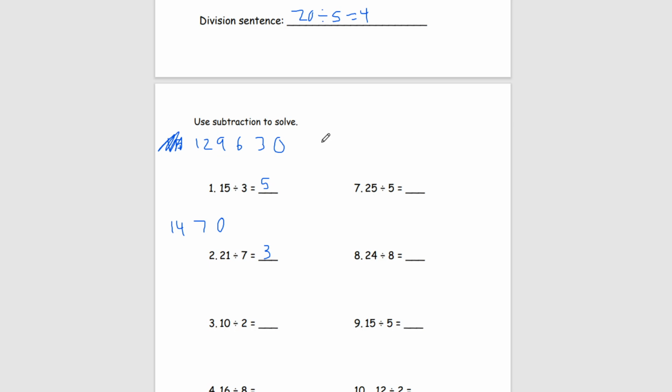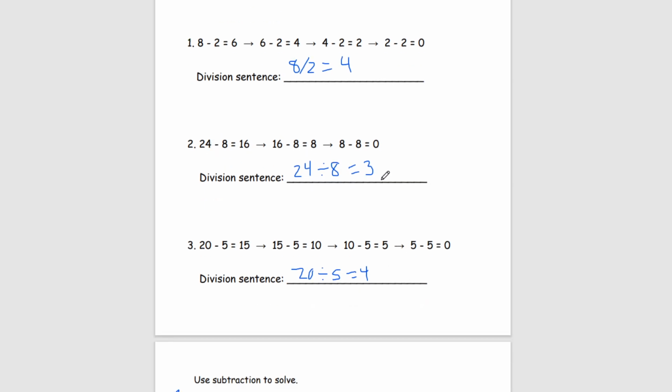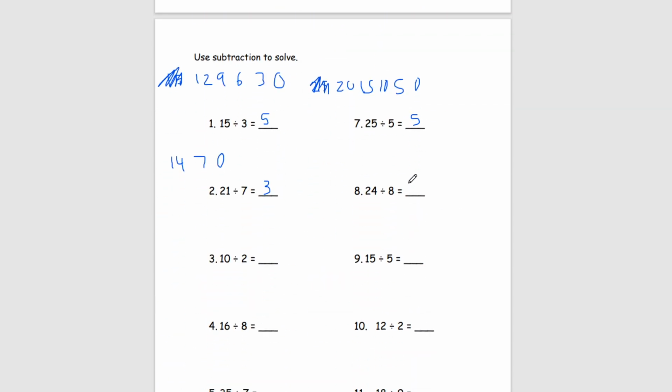For number 7, we have 25 divided by 5. So we have 25, or let me exclude this 25 actually. 20, 15, 10, 5, and 0. So we see that it appears 5 times. So that tells us our answer is 5. And lastly, we have 24 divided by 8. And as I remember, it's the same thing up here. I already know it's 3. So we'll just put 3.